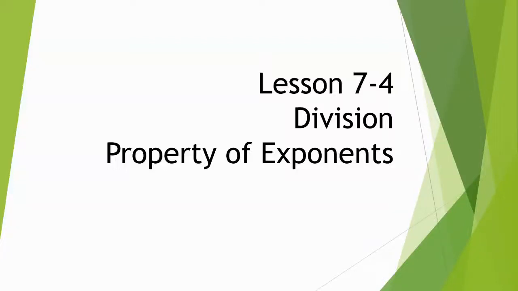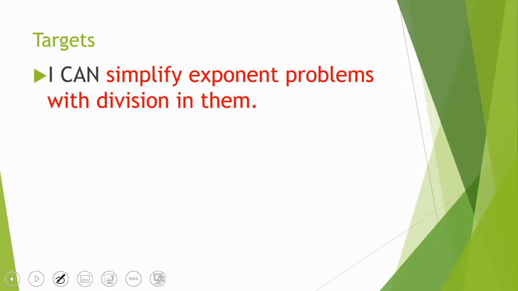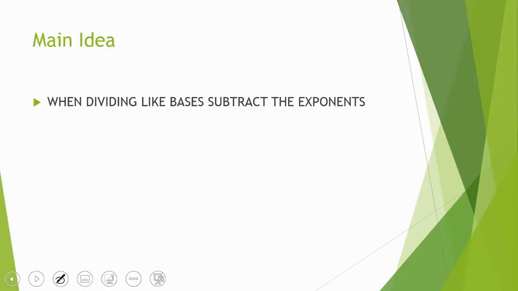Today we're looking at the division property of exponents, and how we can simplify exponent problems with division in them. What's the key idea here? Well, we know when multiplying like bases, add the exponents. X to the fifth times x squared is x to the seventh. Well, when dividing like bases, subtract the exponents. X to the fifth divided by x squared is x to the third.